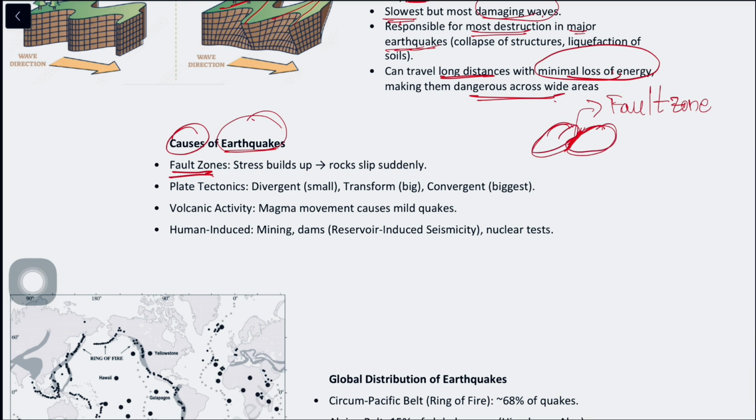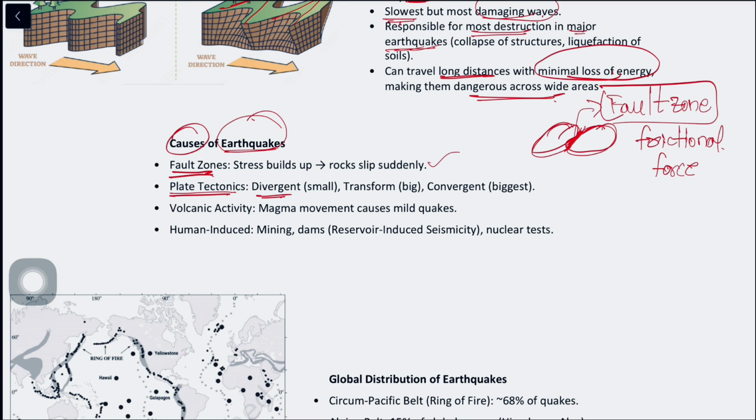But when the sliding force between the rocks is greater than the frictional force, when they overcome this frictional force, then the rocks will slide from each other and will cause the release of energy. That is the place we call the fault zone, right? Rocks will slip suddenly as well. So what will happen in case of plate tectonics? According to plate tectonics theory, earth is divided into different plates, major plates and minor plates, right?